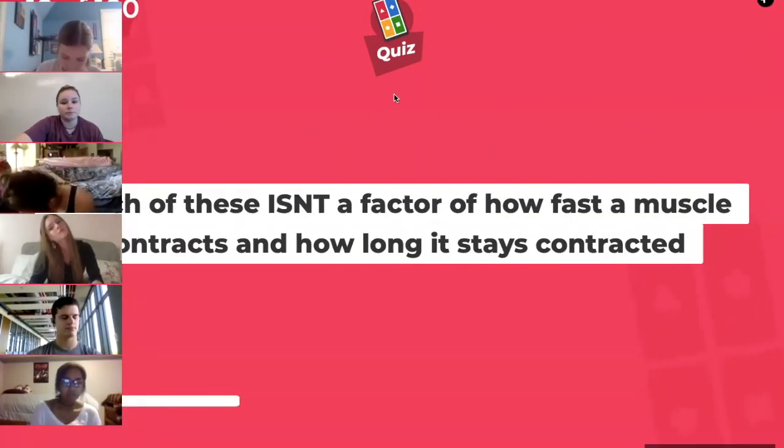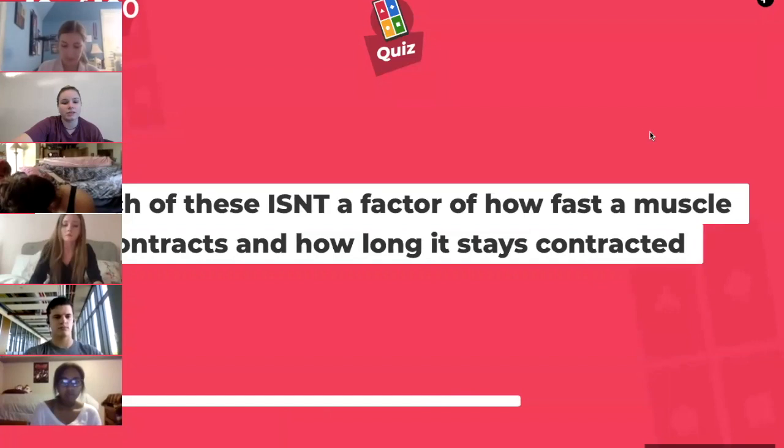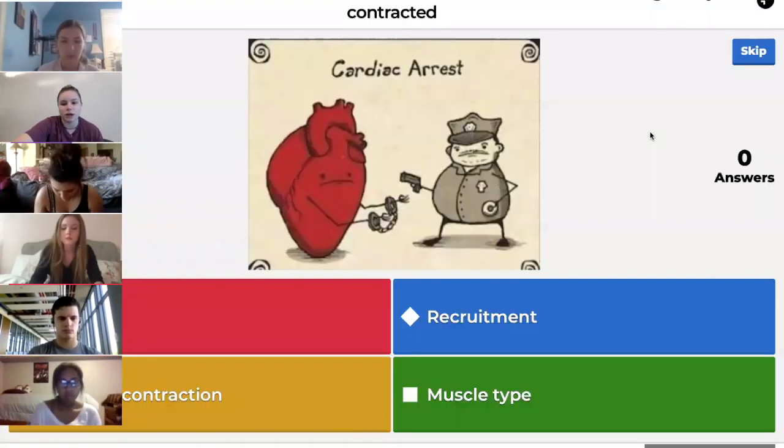Which of these isn't a factor of how fast a muscle contracts and how long it stays contracted?